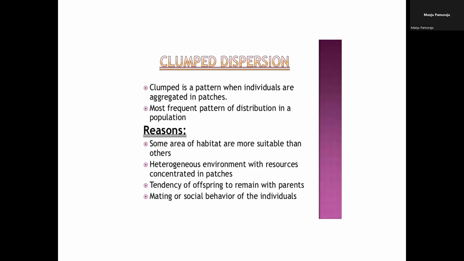Generally, the dispersion of a population is clumped dispersion. The reasons are that some areas of the habitat are more suitable than others, and heterogeneous environments have resources concentrated in patches. Because these areas are suitable for the organisms, and offspring tend to remain with their parents, they are arranged in groups. Mating or social behavior of individuals also contributes. Due to these reasons, it is generally a clumped dispersion, which is the spacing or arrangement of organisms in a particular area.